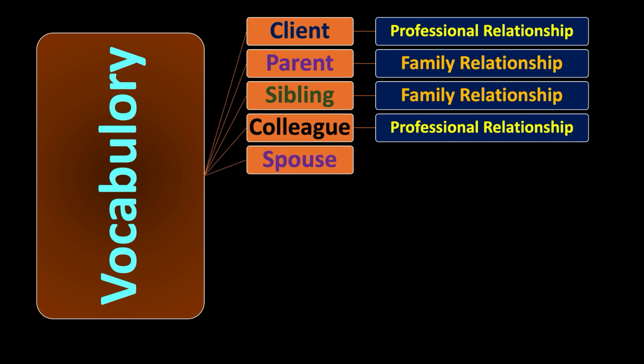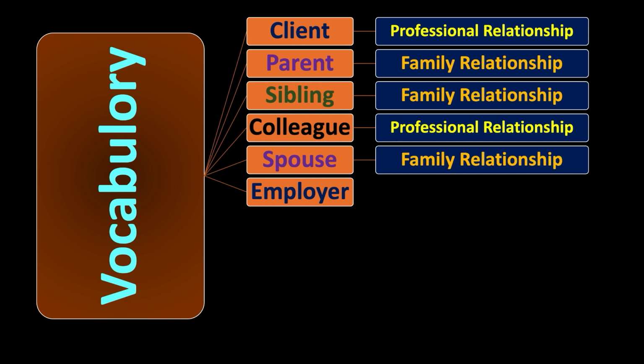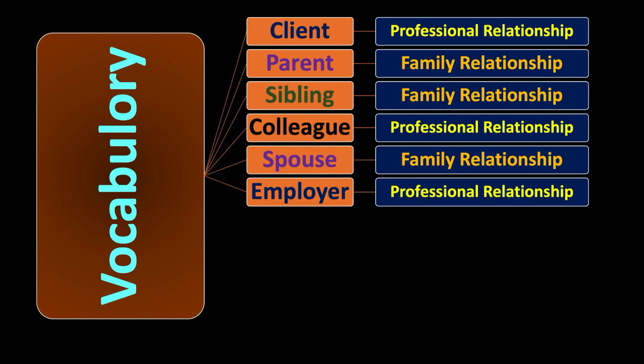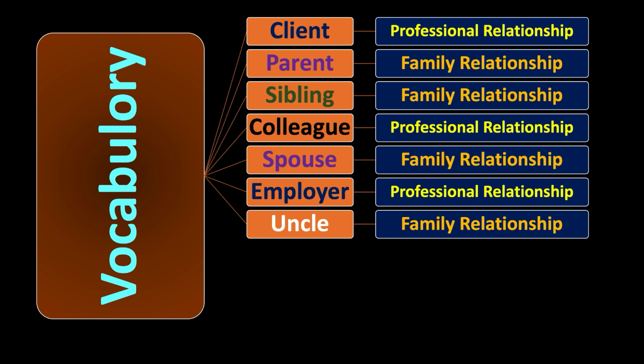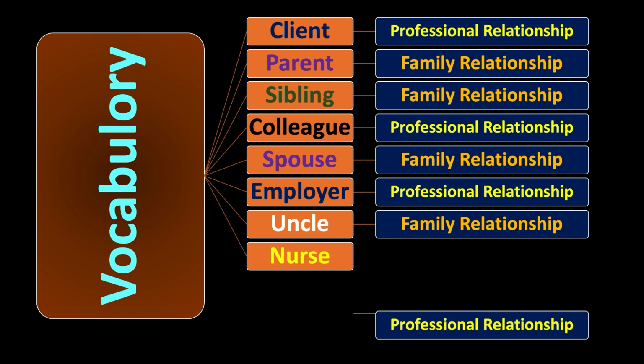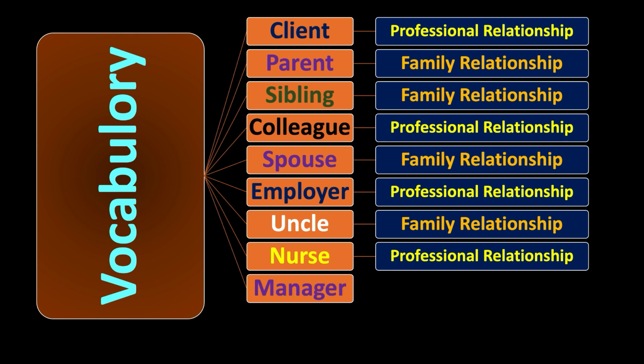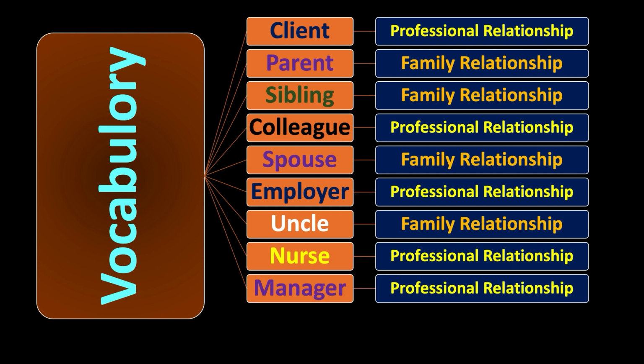Spouse, and the correct answer is family relationship. Employer, and the correct answer is professional relationship. Uncle, and the correct answer is family relationship. Likewise, nurse, the answer is professional relationship. Manager, and the answer is professional relationship. Daughter, and the answer is family relationship.